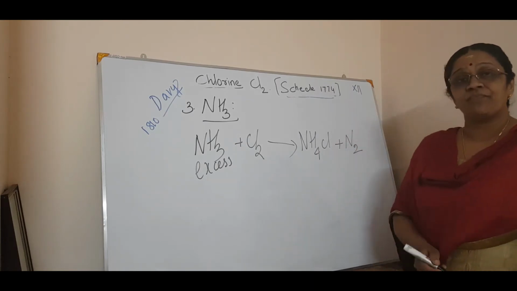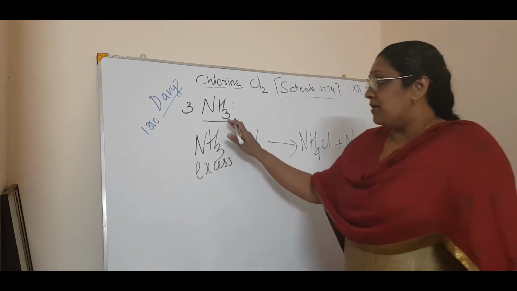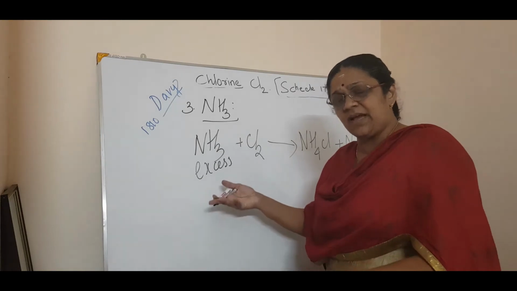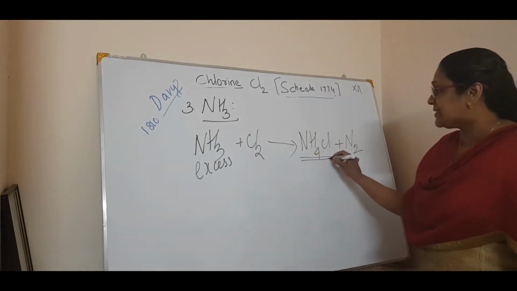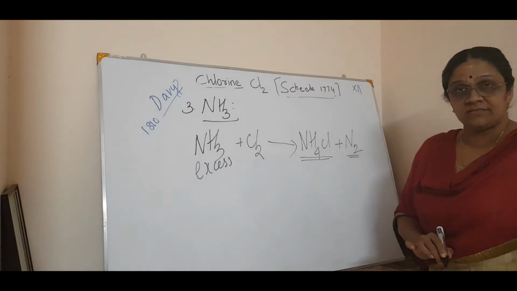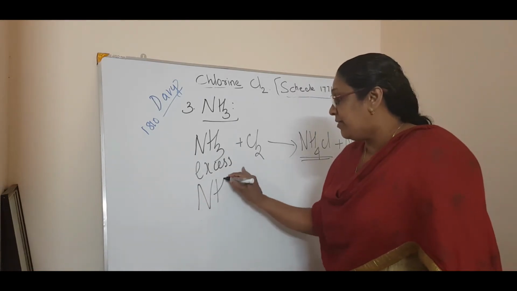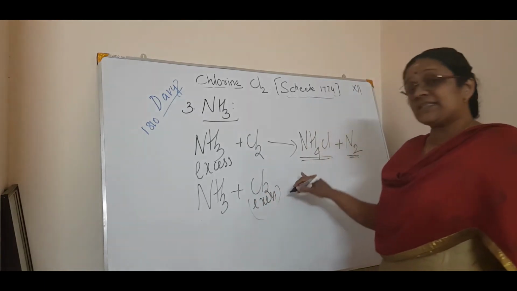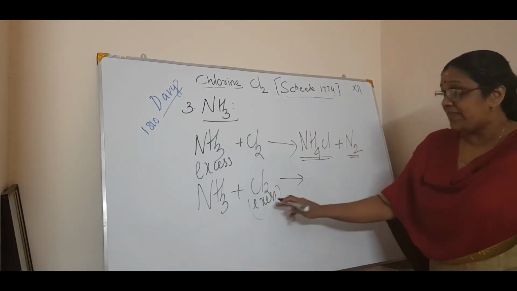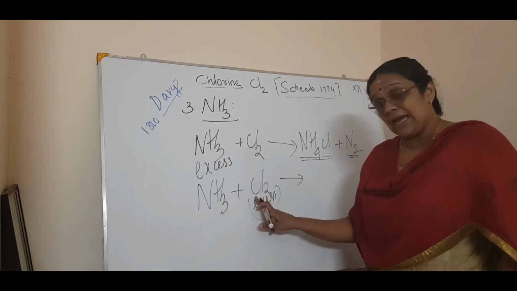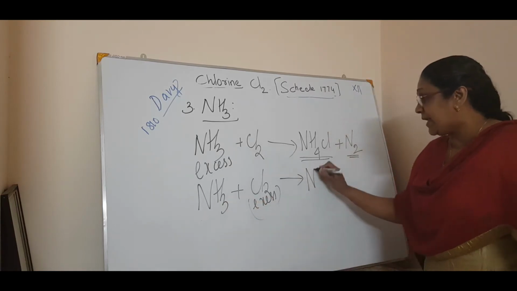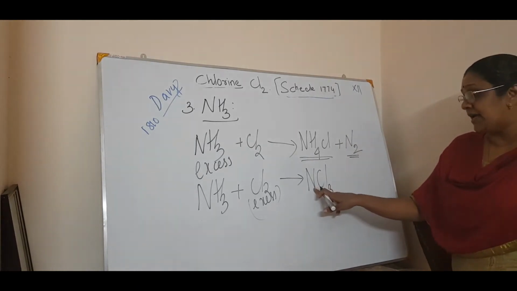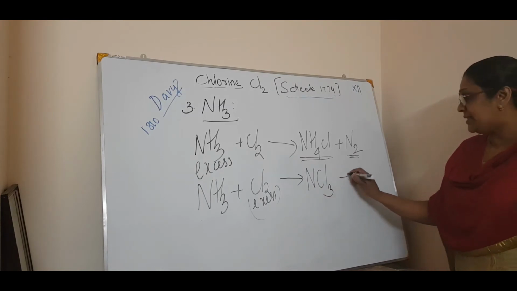See, when chlorine is treated with ammonia, and if ammonia is in excess, meaning in higher quantity, then you will get the product as ammonium chloride and nitrogen. Now, if in the same reaction chlorine is in excess, see how the products differ. When the same ammonia and chlorine are reacted, when chlorine is in excess, you will get another product, that is NCl3, nitrogen trichloride, plus HCl.